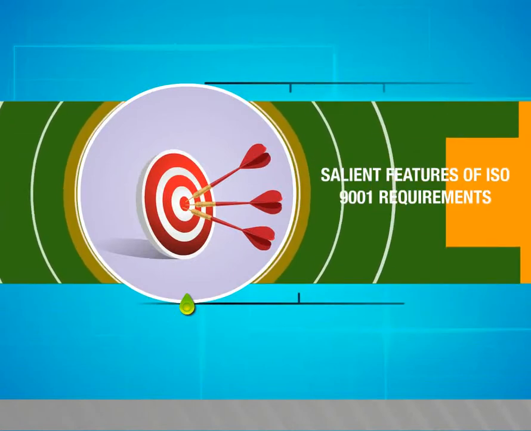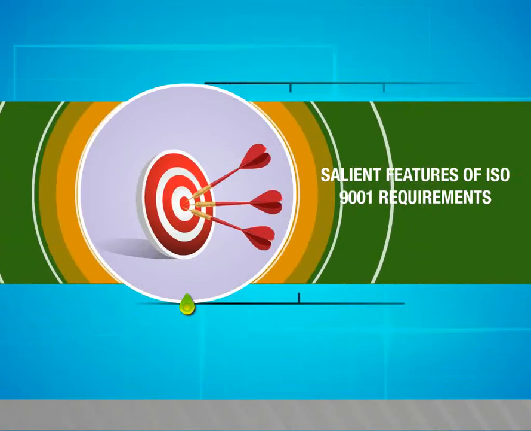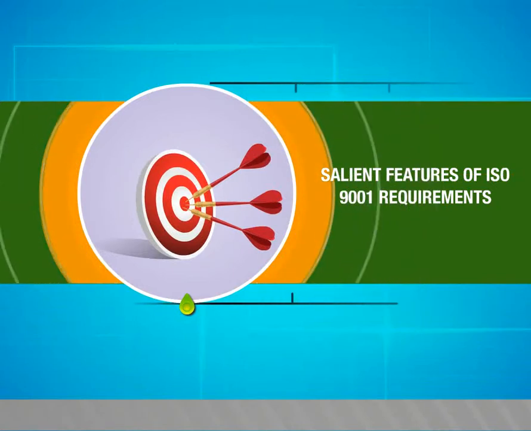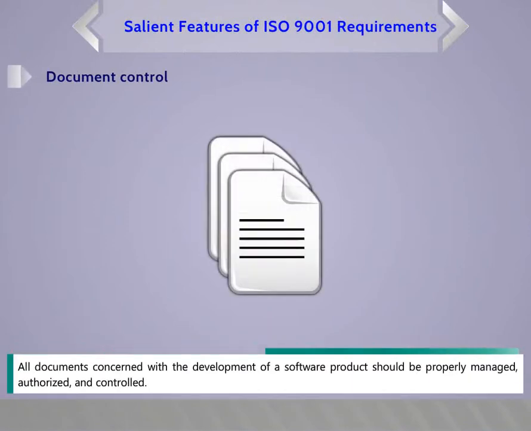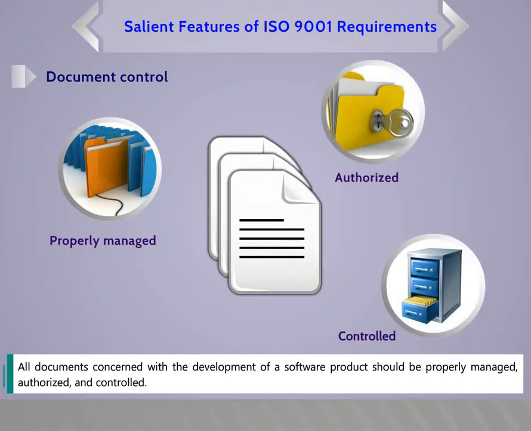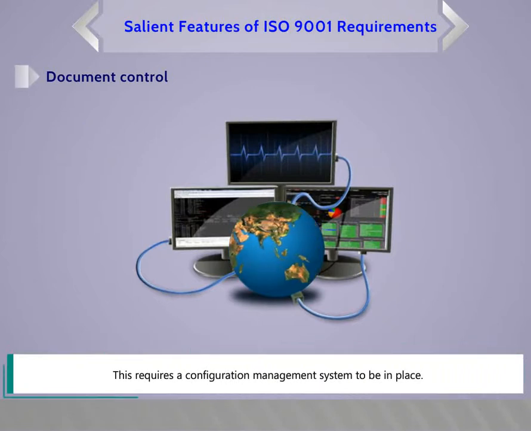Salient features of ISO 9001 requirements. In this video, we are going to see about salient features of ISO 9001 requirements. Document control. All documents concerned with the development of a software product should be properly managed, authorized, and controlled. This requires a configuration management system to be in place.